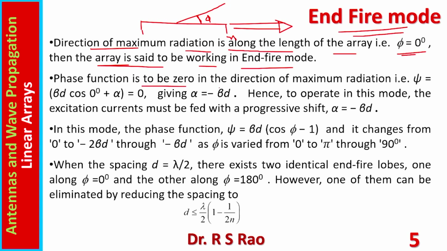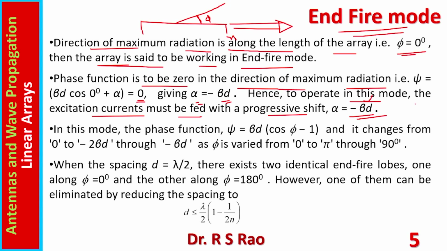Phase function is to be 0 in the direction of maximum radiation, that is psi is equal to beta d cos 0 degrees plus alpha is 0, giving alpha equal to minus beta d. Hence, to operate in this mode, the excitation currents must be fed with a progressive phase shift alpha equal to minus beta d. If we want the array to work in end fire mode, we have to ensure that phase progression of the excitation currents conforms to this relation, alpha equal to minus beta d.